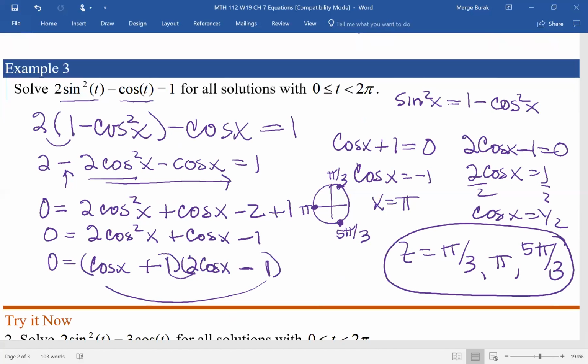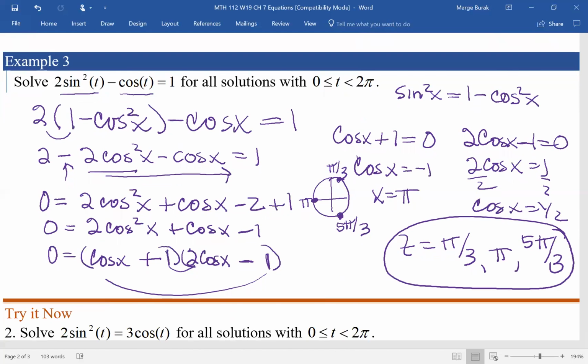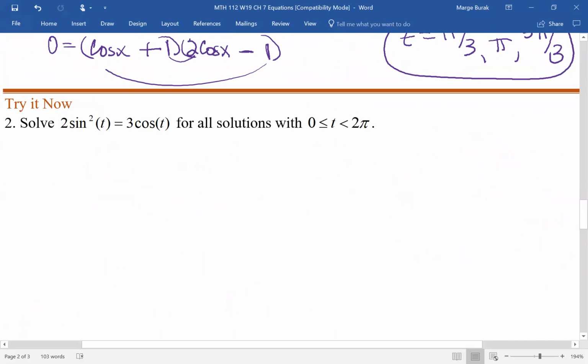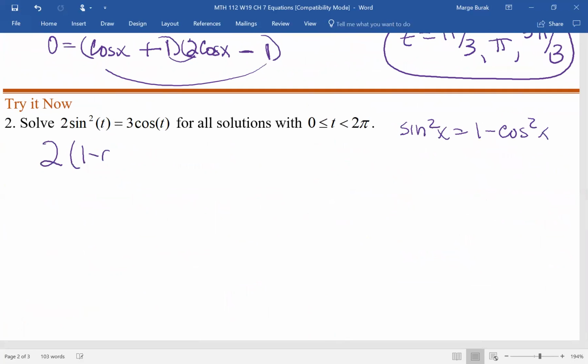Okay, if you want it nice and neat, these are worked out in your textbook. Okay, let's try another one. And again, we're looking at the same substitution. So we'll let sine squared x equal 1 minus cosine squared x. So 2 times 1 minus cosine squared x equals 3 times cosine x.